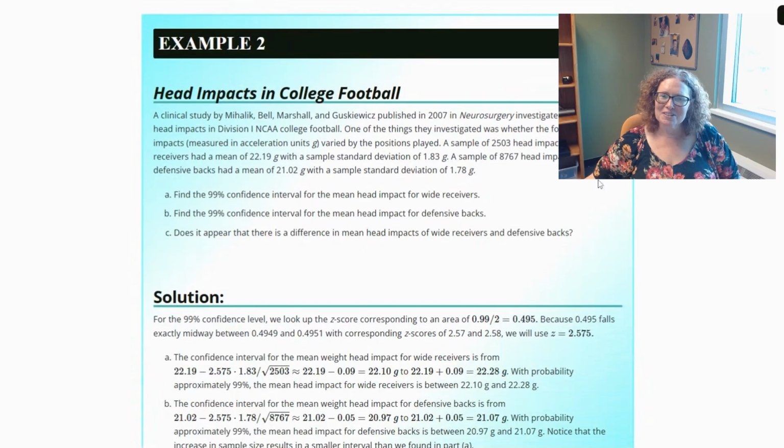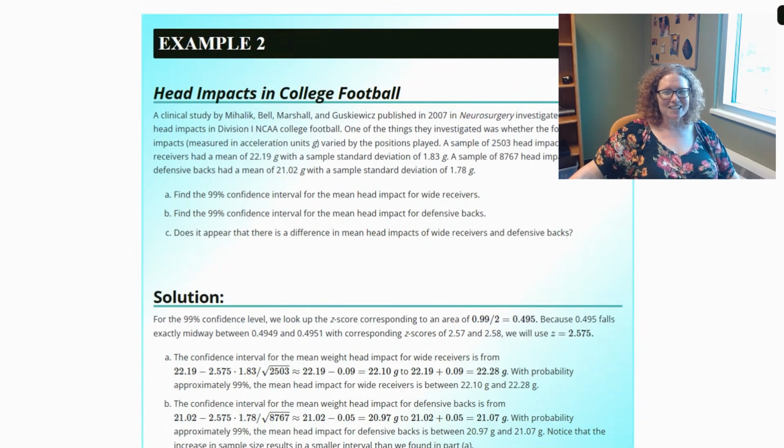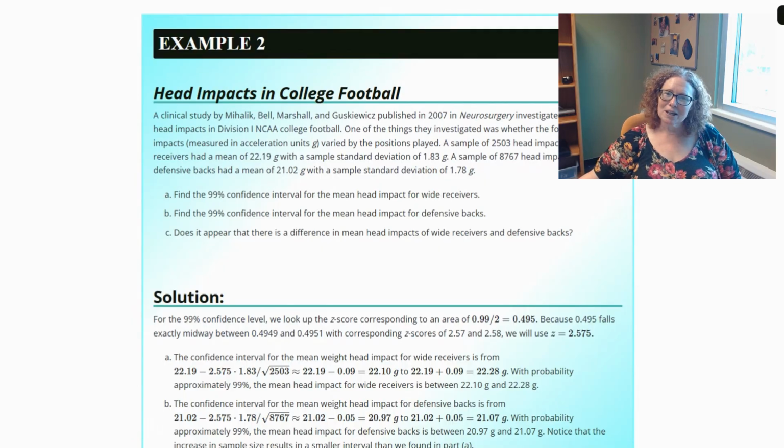And I have another example here: head impacts in college football. That's a big thing. This is from a survey from a neurosurgery, and they looked at the impact for different players, and so they looked at the difference in the mean between the wide receivers and the defensive backs. So here's another way where we apply it.